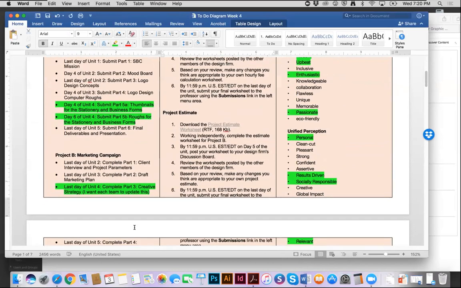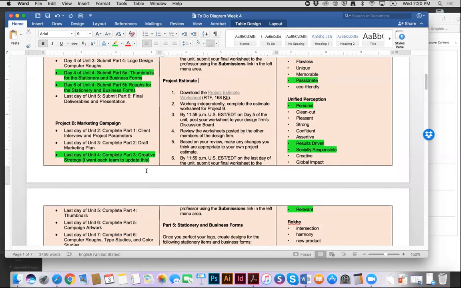For Project B, essentially you've done this. I pushed you guys to do this early, remember? You were even questioning me about it on Monday. And I told you guys I wanted to push you because it was so important to get it right. It says I want each team to update their creative strategy as necessary. If you think you nailed it and I told you nailed it, great. If you needed to resubmit it, you could resubmit it.